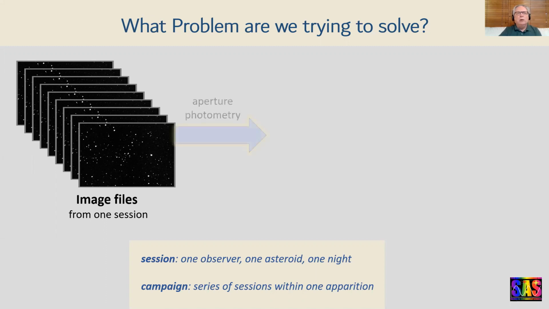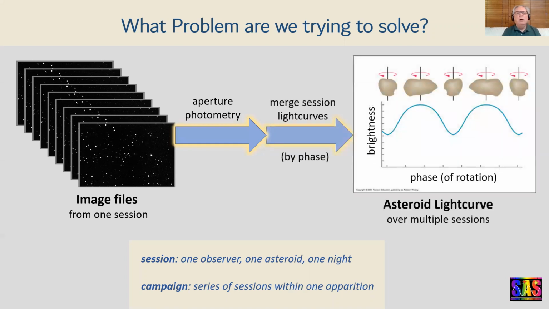Now, what we want to accomplish is first aperture photometry to find out what the magnitude, on a catalog basis, we are observing for that asteroid image to image over time during the night. And then we want to merge light curves from several sessions by rotational phase to determine what the rotation rate is, the shape of the light curve, and a number of other factors, including the phase angle dependence G value.